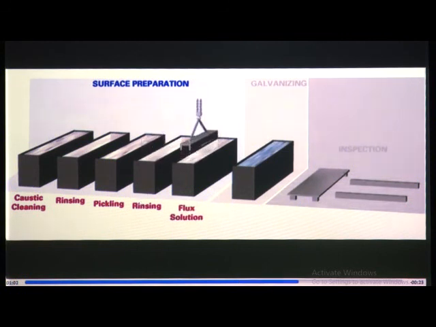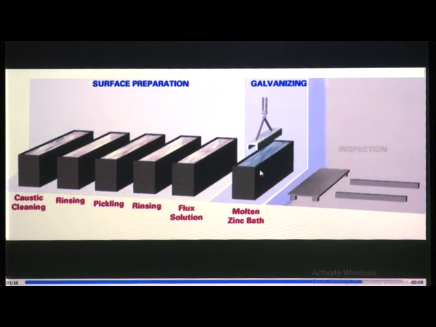So a flux solution is there. Caustic solution is there, flux solution is there, and some acetic acids are used here in pickling, for rinse and for cleaning of the part, or for preparing them to get coated by this zinc or chromium solution. Then now this is the last step: we have to dip this part into the zinc solution, or a chromium solution, we can say here.